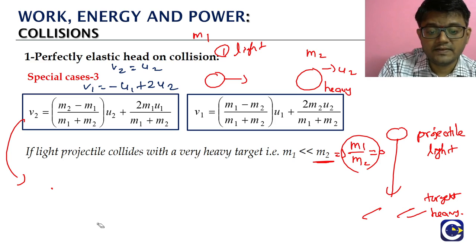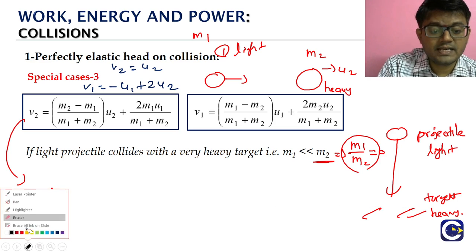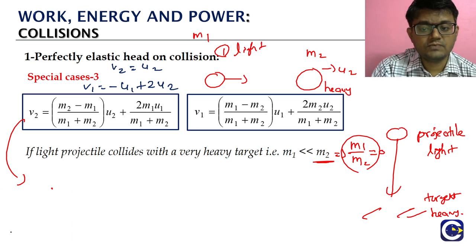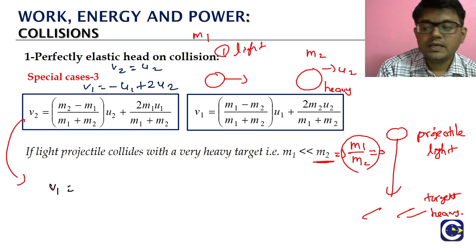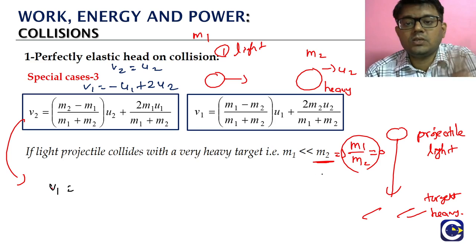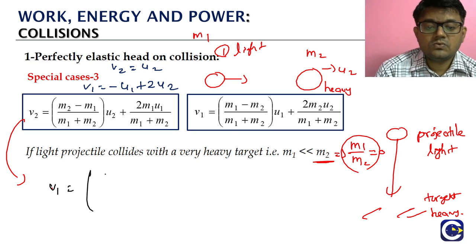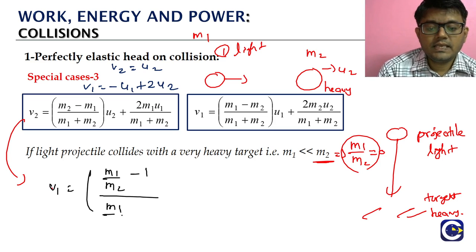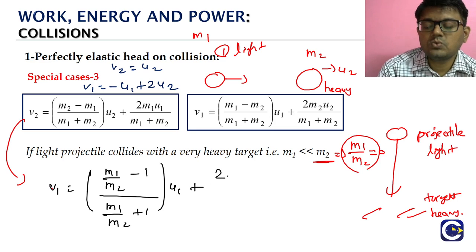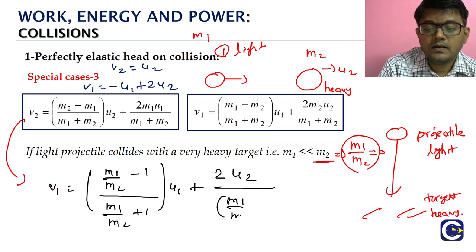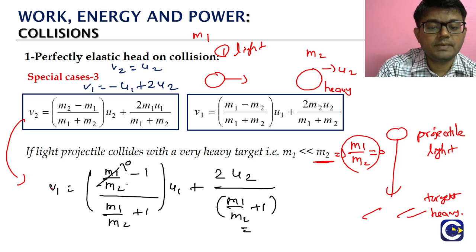So see how it comes. We already have the expression for v1, a similar formula, right? What is v1? Here too, we have to divide by m2. On dividing, what do we get? m1 by m2 minus 1 by m1 by m2 plus 1, into u1, plus 2 times, we have to divide by m2. So numerator m2 by m2 means 1, right? Look, m1 by m2 is 0. We have to equate this to 0.